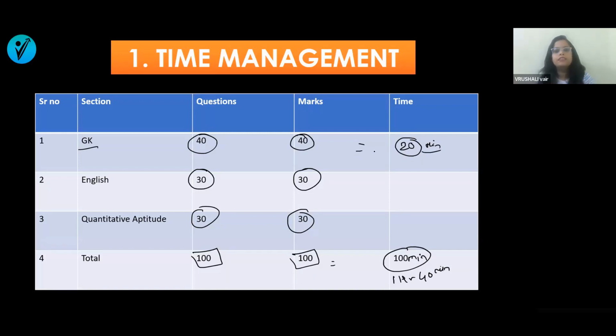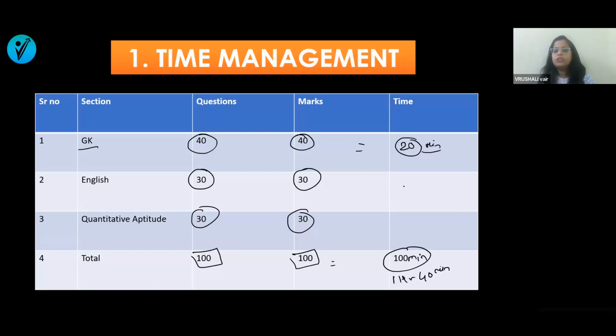Then what about the next? English section. Now in English also, for 30 questions, we do not require 30 minutes. English भी इतना नहीं है कि मुझे हर एक question, because we don't have to solve anything. So we do not require that much time. So you can solve all your 30 questions in 20 minutes.